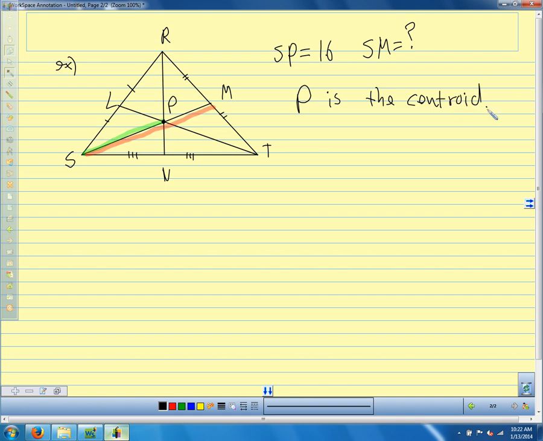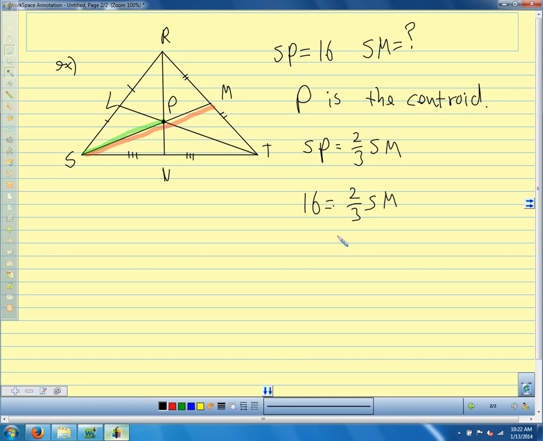Because P is the centroid, we know that if we start at a vertex and go to the centroid, we're 2/3 of the way across the triangle. So I'm looking at this one, I could say SP is 2/3 all the way across SM. Well, now we're set because we know SP equals 16. So 16 is 2/3 of the way across from S to M. And now we need to find SM.